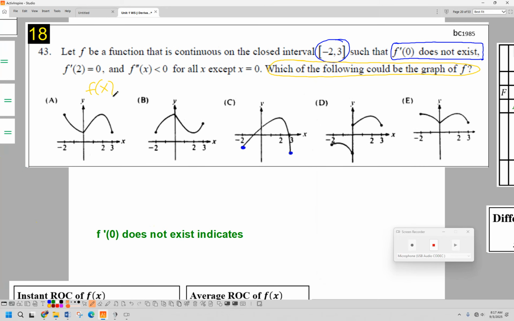And so what does f prime of 0 not existing mean in terms of these different versions of f? Anyone remember what it means? Let's go here. Sam. Does it mean you can't find the slope at that point? Nicely done. So f prime of 0 not existing means you cannot find the slope of f at x equals 0.